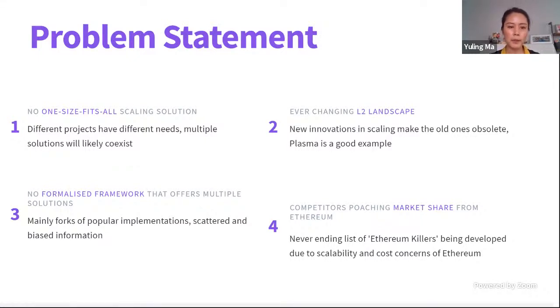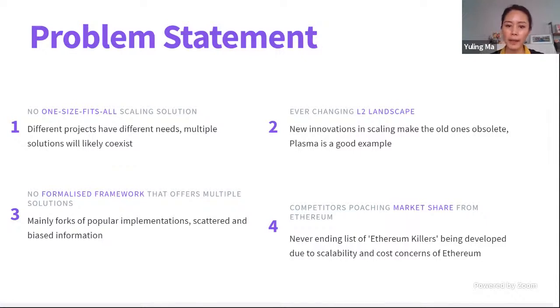So then, just with the benefits from different scaling solutions, it may also come with restrictions as well, right? So just from the plasma chain to the POS chain to the hybrid plasma POS chain, we're able to see that there's no one-size-fits-all scaling solution currently.